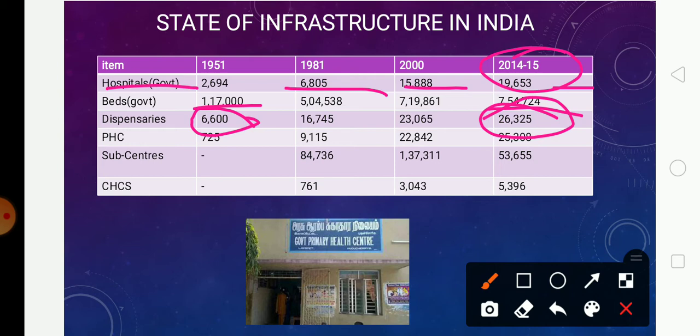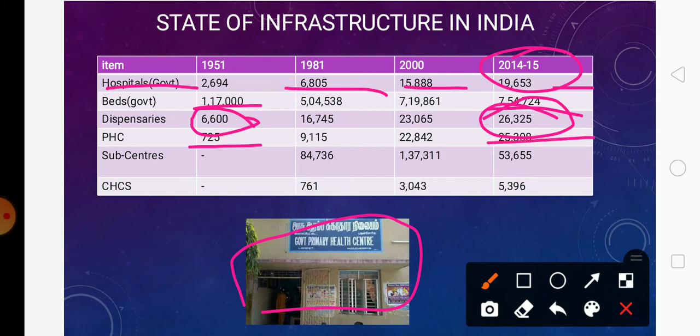And primary health center, primary health center means the government constructs it. There the major diseases will not be taken care of. At the villages, the people should not be without any medical facilities. A few primary things like first aid and a few basic facilities should be provided all over the country. That is what the primary health centers are. Primary health centers have increased from 723 to 25,000 in our country.